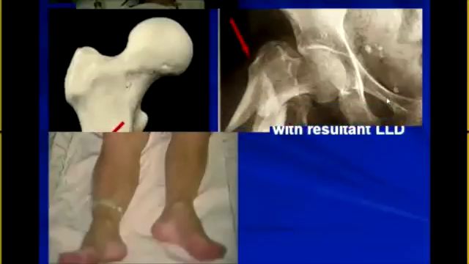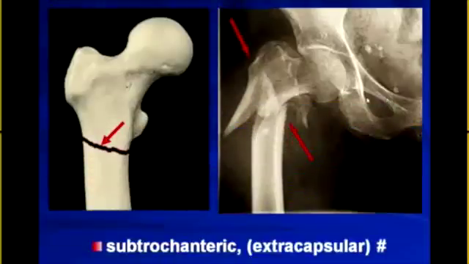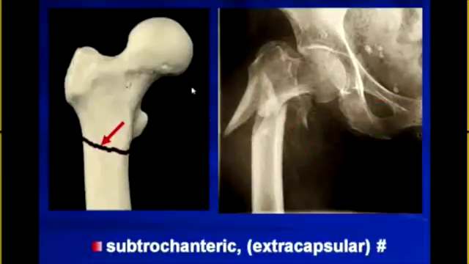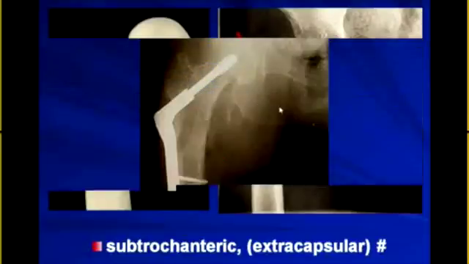Subtrochanteric or extracapsular fractures, so the subtrochanteric is below, so this is actually a fracture below that trochanteric line. And again, this is a better prognosis. This is a better area of blood supply, better trabecular structure, so the bone tends to heal better in this area. It's also more amenable to fixation. It's easier to get to.